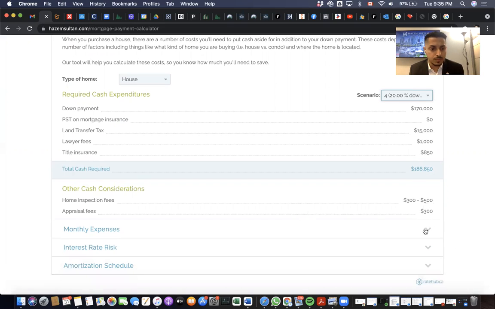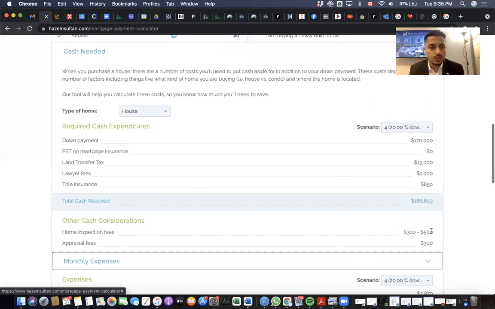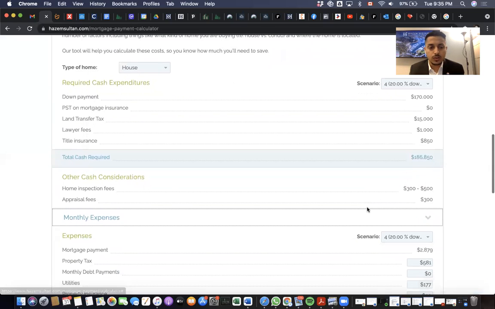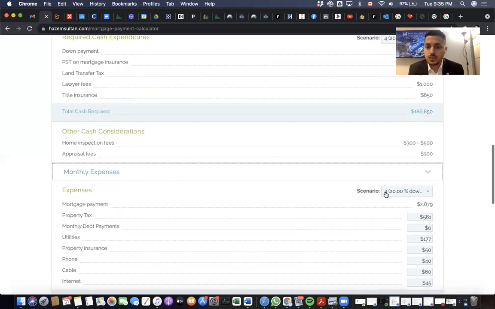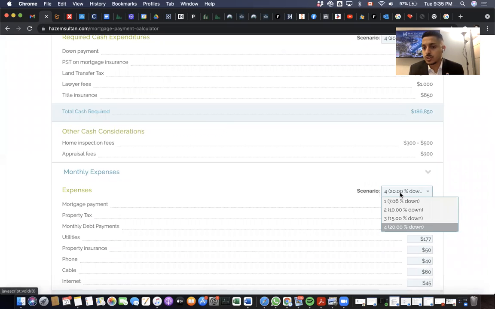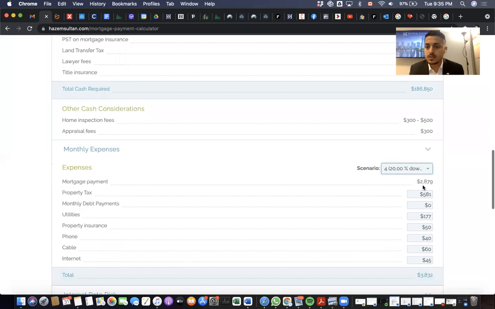And okay, so now that we've got this out of the way, we're taking a look at the monthly expenses. Again, we're sticking to scenario 4, which is 20% down. The mortgage payment is $2,879. Property tax, you want to divide it by 12. So let's say if we looked at a condo and the property tax is $2,000, we'll just go with 2,000.